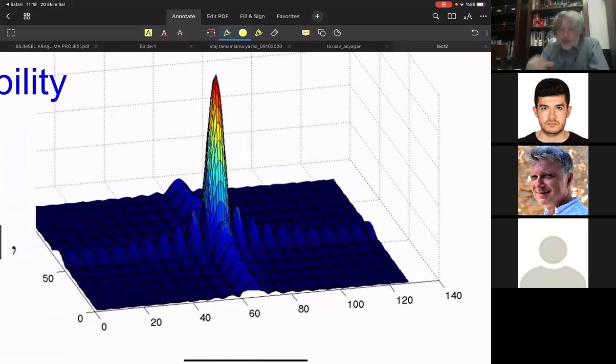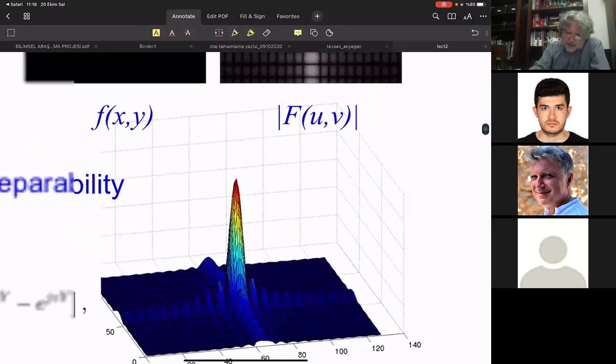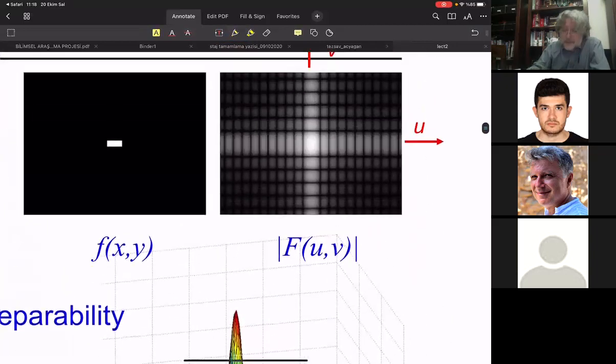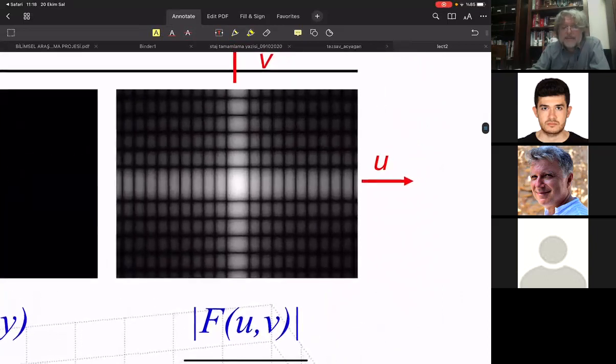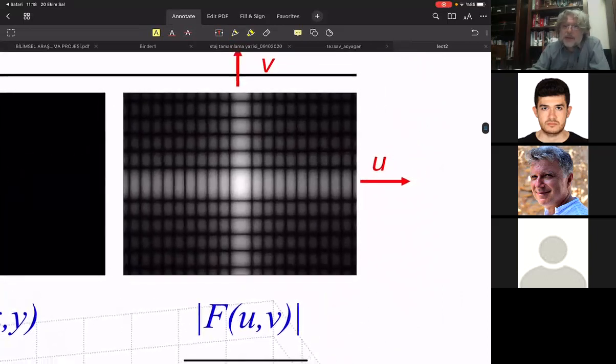This, when you look at it from the top, it will look like the right-hand side figure, which is here. That's a separable sinc shape that is happening horizontally and vertically, and it forms a grid.